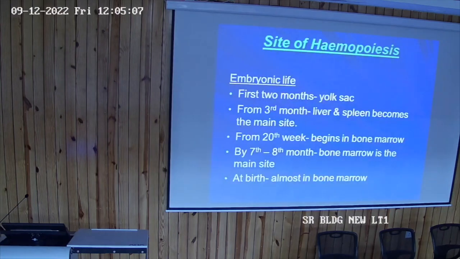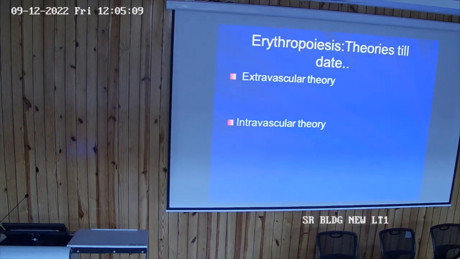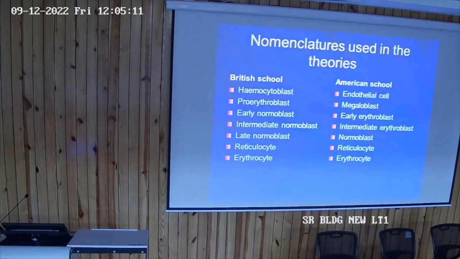In embryonic life, we have seen the extravascular and intravascular theory. Now, this is the nomenclature when we are talking of erythropoiesis. The different stages are called by different names by different schools, the British school or the American school. Depending on the school the terms differ, though the stages remain the same.